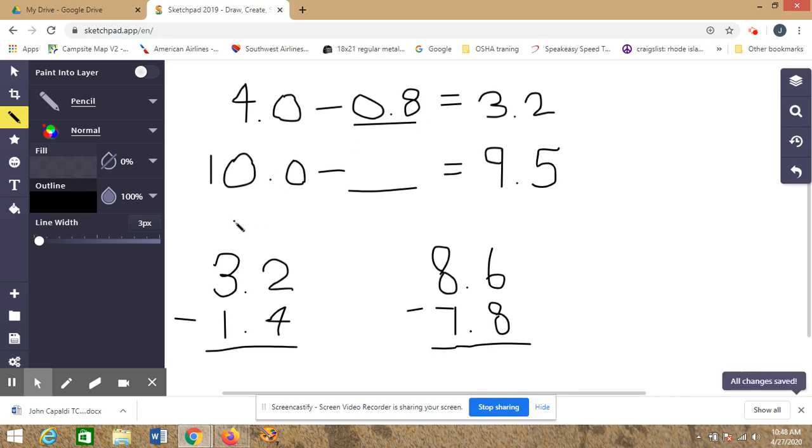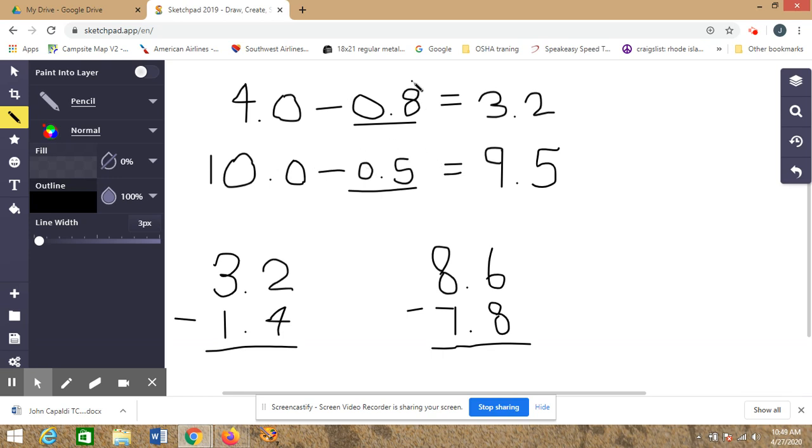And these are pretty easy. And the same thing if we say we have an even bigger number, tens. We have 1 ten, 0 ones, 0 tenths, 10. 10 minus what equals 9 and 5 tenths? Well, if I subtracted from 10, I'd have to take away 5 tenths. So those are pretty easy.